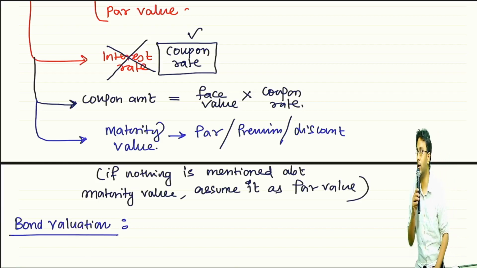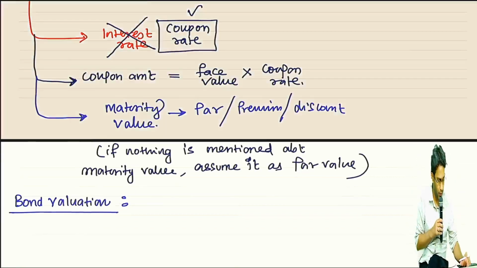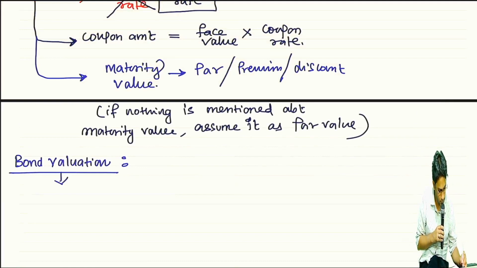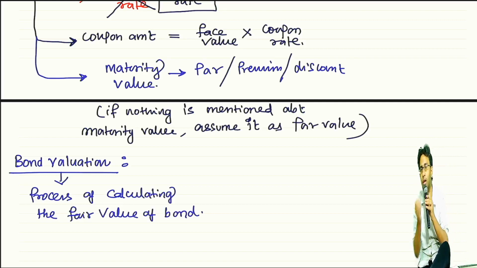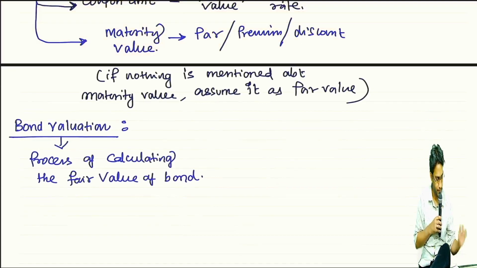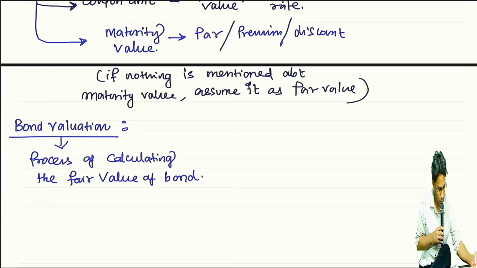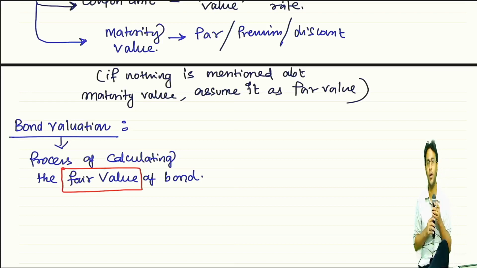Now, what is the meaning of bond valuation? Bond valuation means it is the process of calculating the fair value of the bond. You determining the worth of the bond is called as the bond valuation. It's a process of calculating the fair value of the bond.